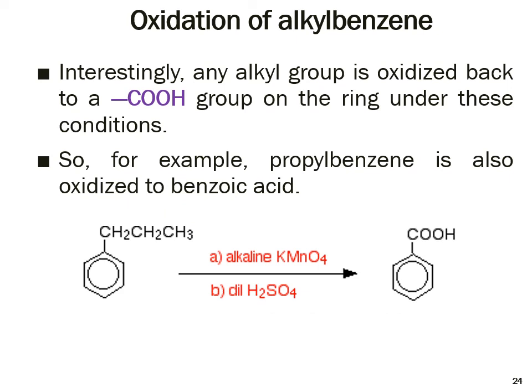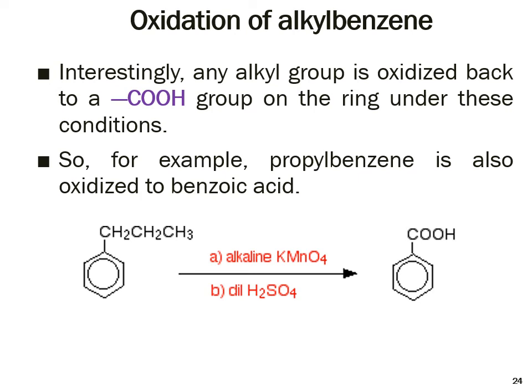So if you look, the thing we previously discussed is that any alkyl group will be oxidized back to a carboxylic group on the ring under these conditions. It is not like you use toluene and get a benzoic acid, and if you used benzene with a propyl group you would get a different propanoic acid. No, you will get the same carboxylic acid as you would get in the case of toluene.